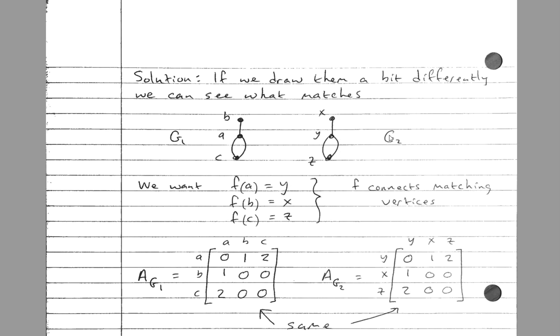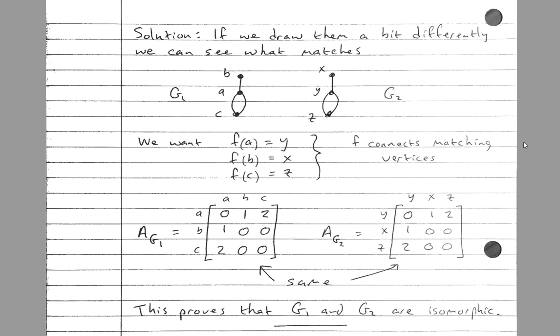Now do the adjacency matrix for G2, but use the corresponding order. So instead of X, Y, Z, we need Y, X, Z. So this is what matches. Okay, and then make the adjacency matrix, and you'll see, yeah, we get the same numbers in the same places. And so the fact that these are the same tells us that G1 is isomorphic to G2. So we've proved it.